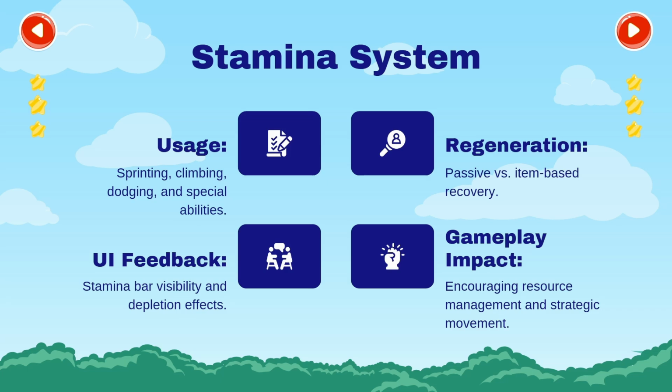For example, in The Legend of Zelda: Breath of the Wild, Link's stamina determines how far he can climb or swim. If his stamina runs out while he's climbing, he falls. If it depletes while swimming, he drowns. This simple mechanic makes traversal more engaging, requiring players to think ahead.